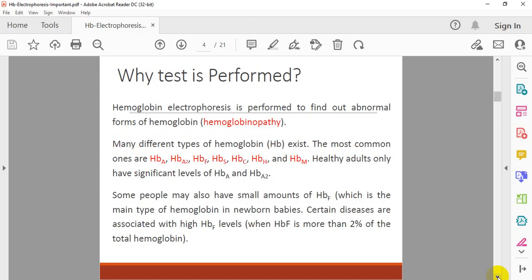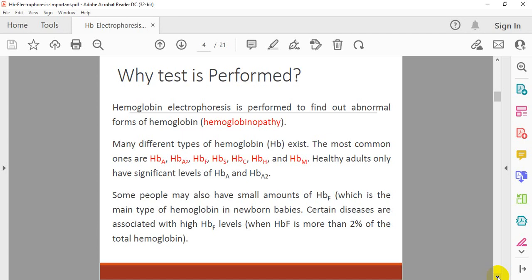Why do we perform this test? This is because hemoglobin electrophoresis is performed to find out abnormal forms of hemoglobin. This condition is termed hemoglobinopathy. Many different types of hemoglobin exist. The most common ones are hemoglobin A, hemoglobin A2, hemoglobin F, hemoglobin S, hemoglobin C, hemoglobin H, and hemoglobin M.